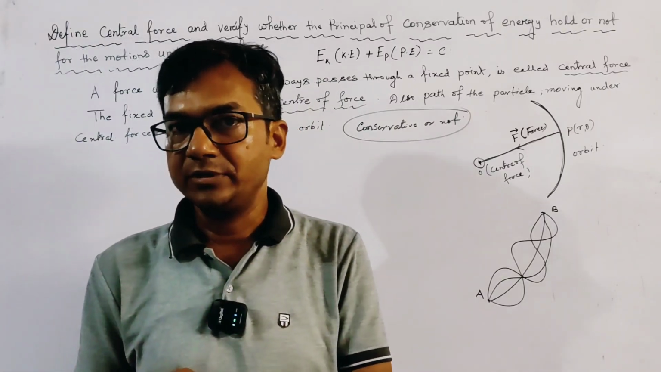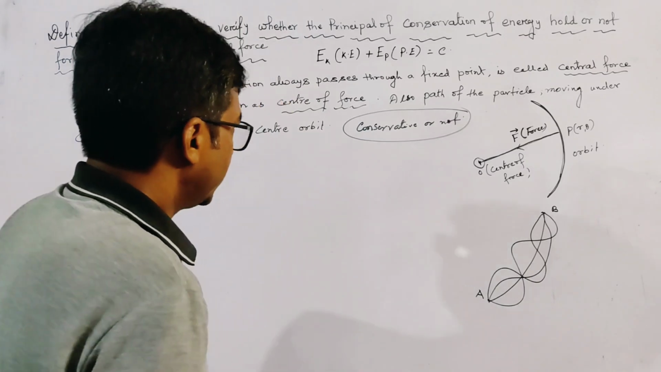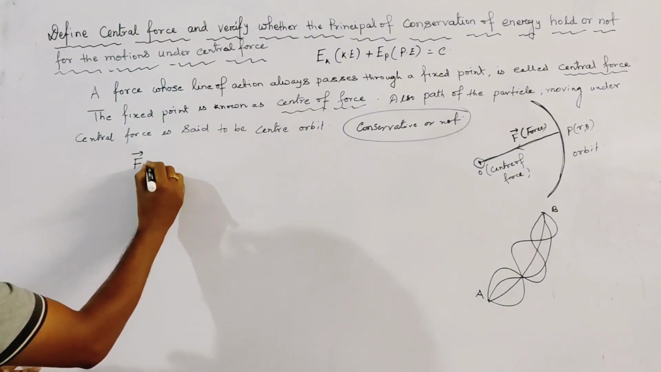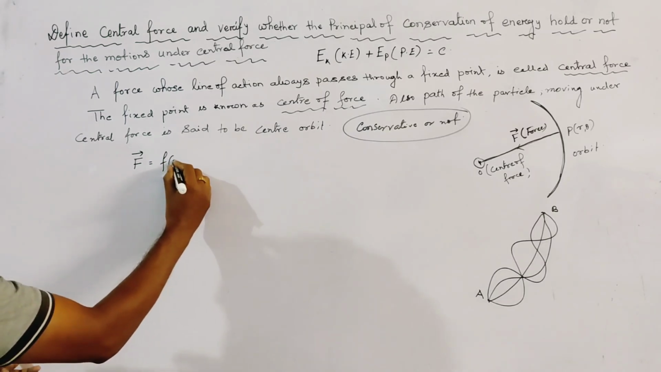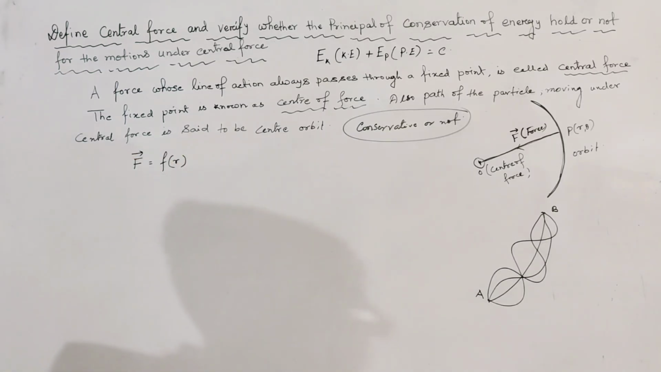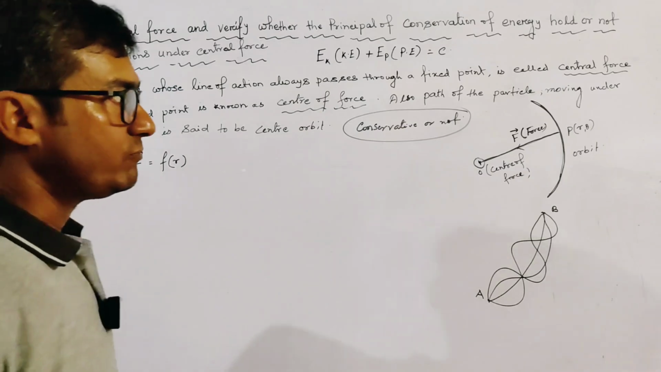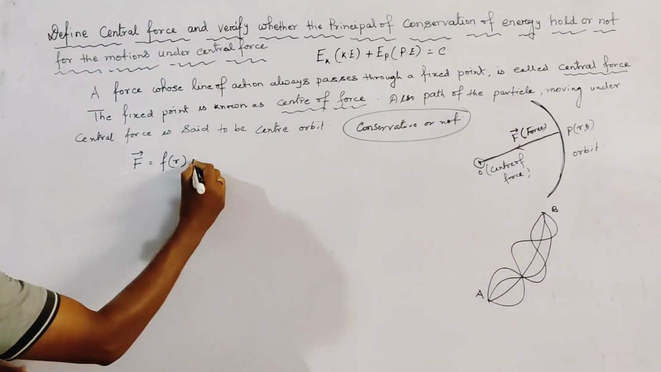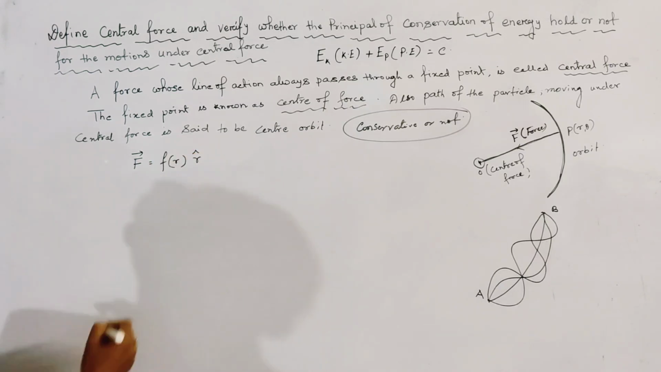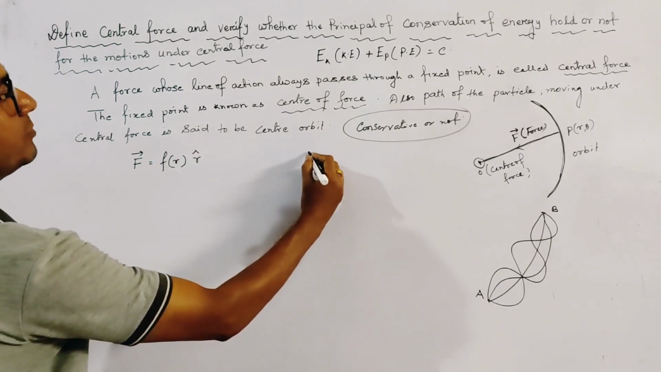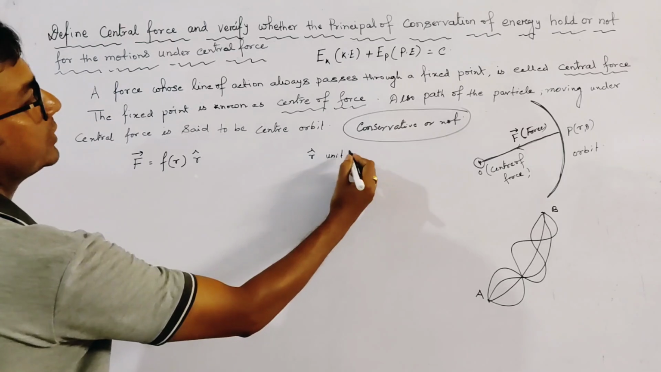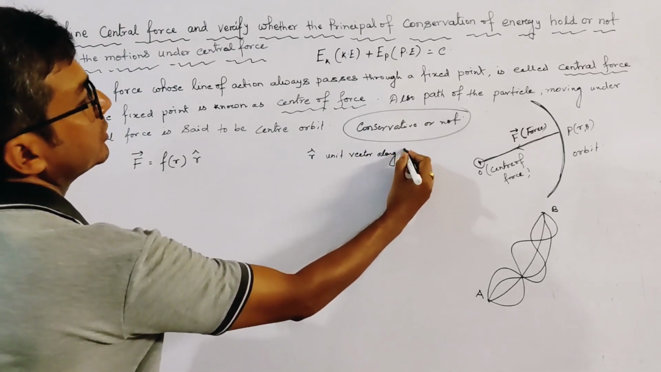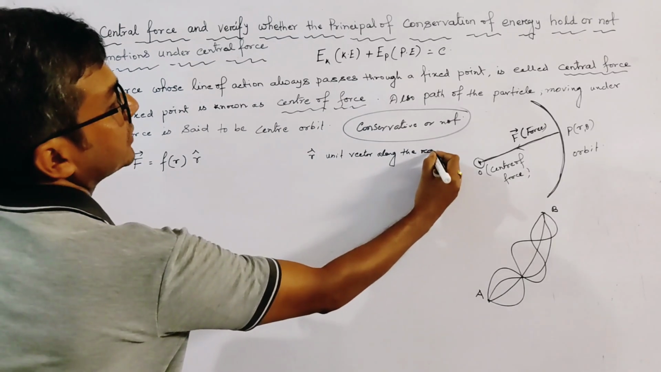Right? And now a central force F, we know that this is a function of r, let it be F of r. And since the direction is along the radius vector, we take here r cap. This r cap is the unit vector along the radius vector.